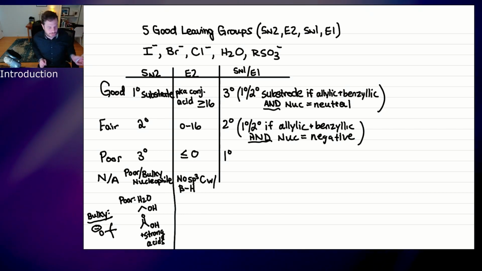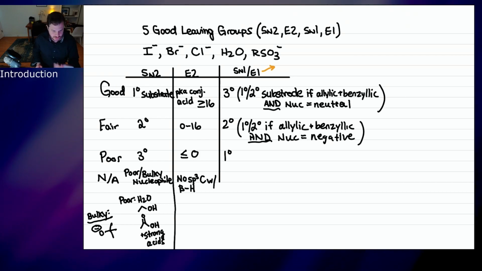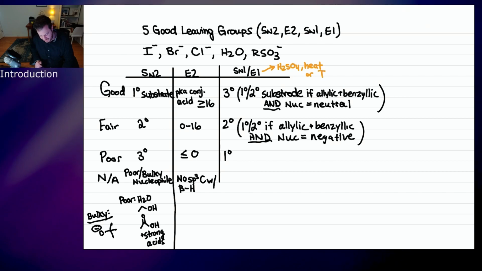So I thought we would do some examples, but before we do, I just want to remind you, the E1 reaction, you may be wondering, how is it that SN1 and E1 share a column? How can you tell the difference between SN1 and E1? E1 will use a very specific condition, specifically H2SO4 and heat, or tosic acid, TsOH, and heat. Heat is sometimes indicated with a triangle, which is the Greek letter delta, which means heating.